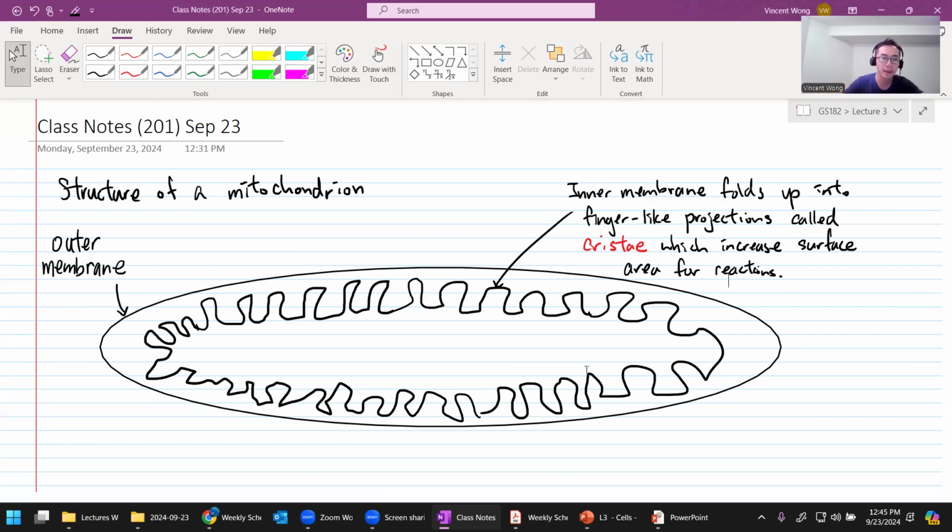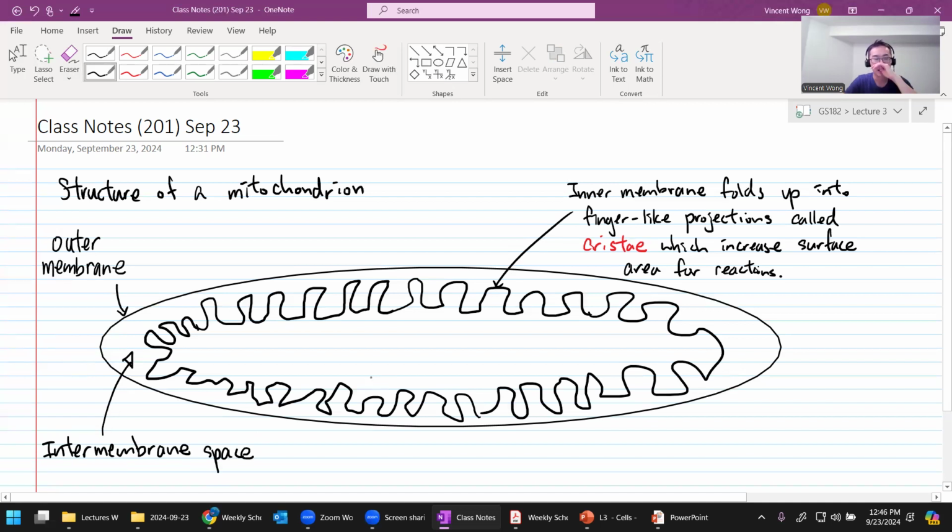Between the outer membrane and the inner membrane, there is a gap, and this gap is filled with fluid. We call that the intermembrane space. And that space, as you will see in lecture 5, is very important, as is everything else actually, to the mitochondria. And finally, the last thing we're going to add to the diagram here is the inside of the mitochondria, the deepest part, which is called the matrix. There's a lot of things going on inside the matrix, and we'll learn all about it in lecture 5.